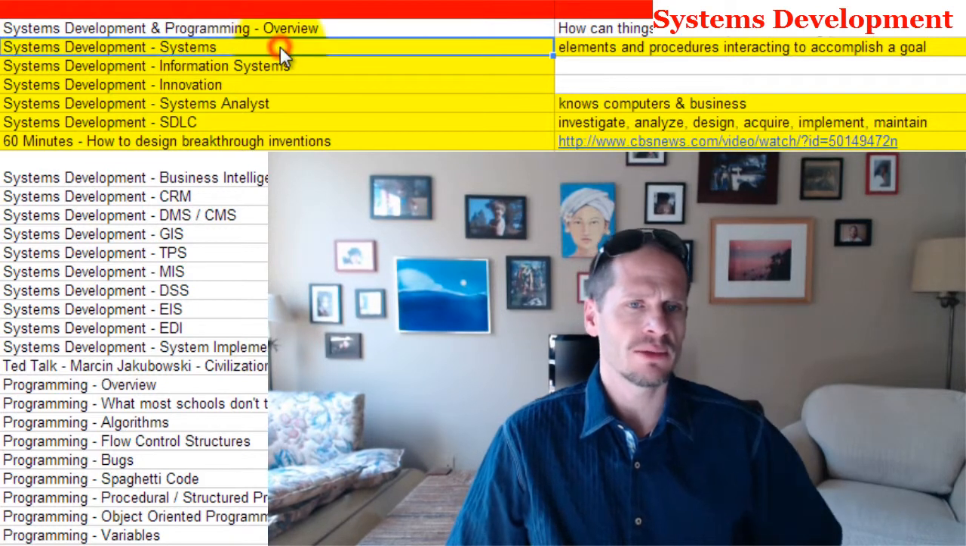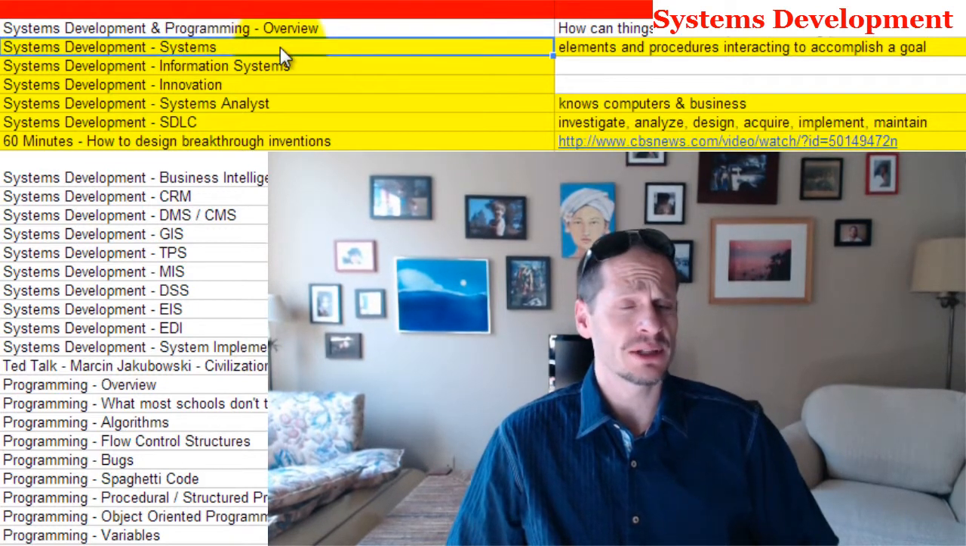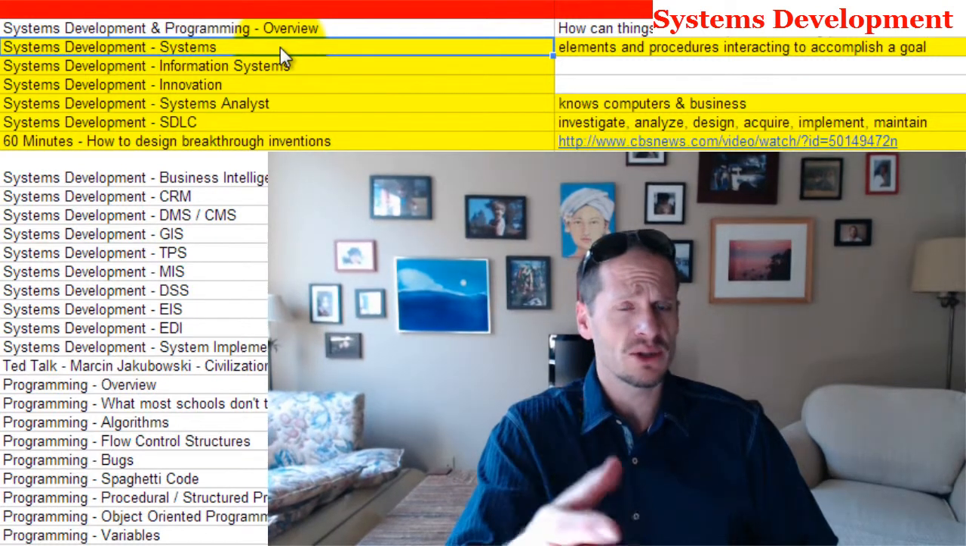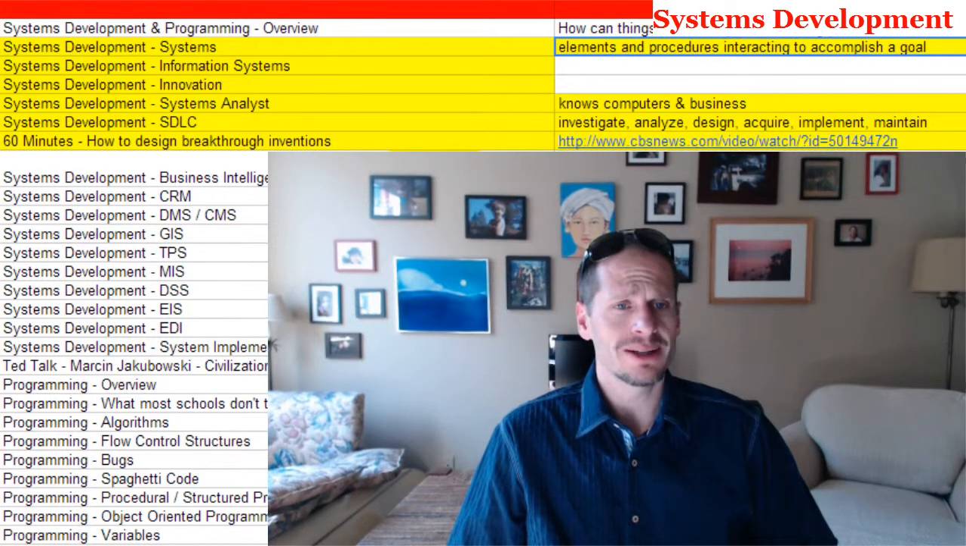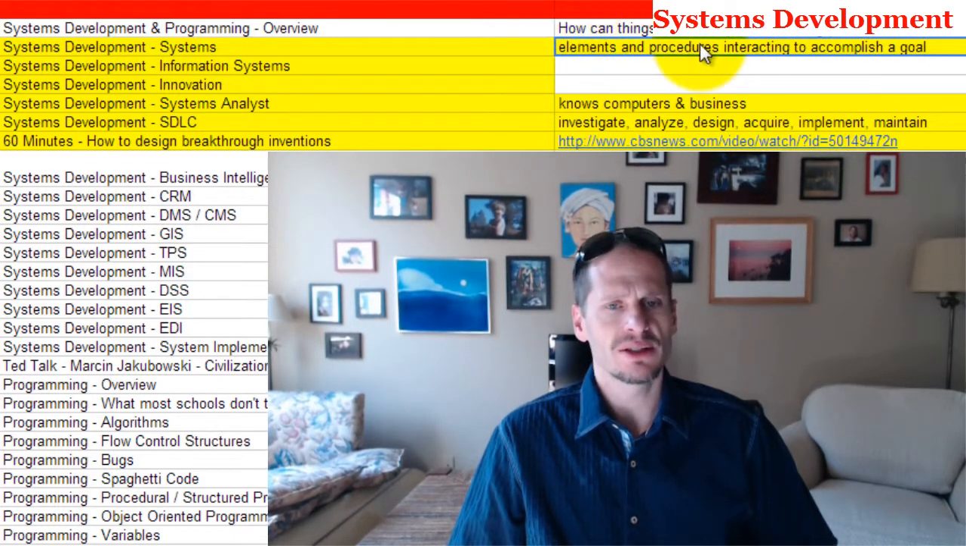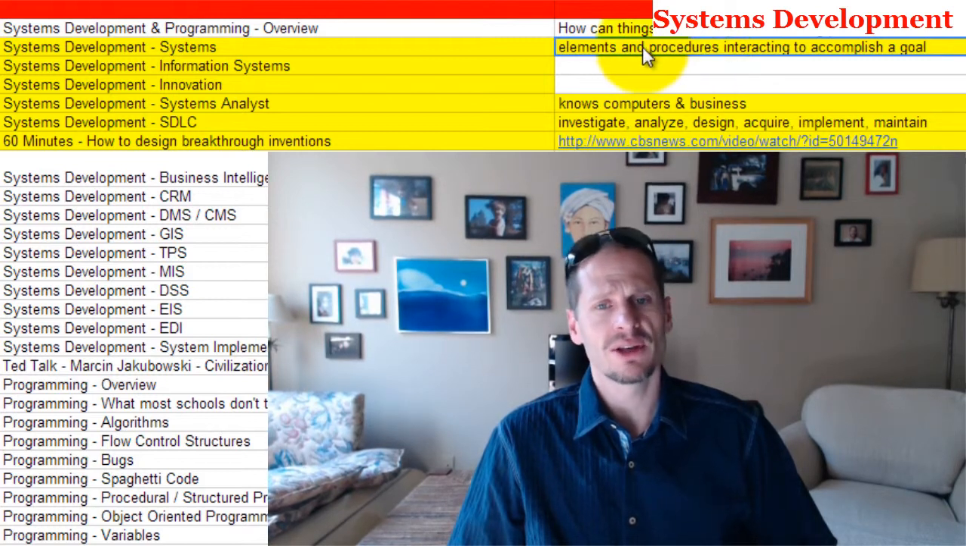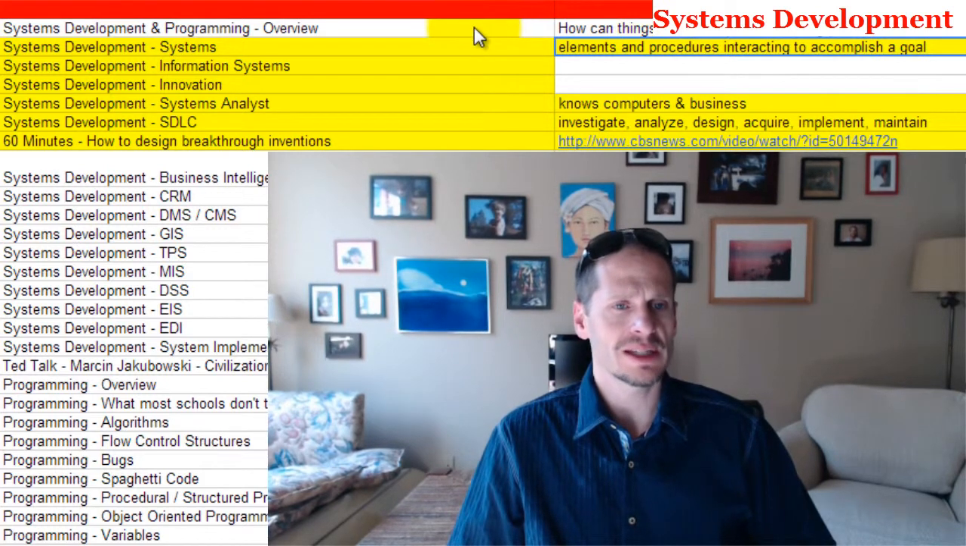The first definition, the first word you should know about is systems. You should just be aware of this concept of systems. A system is any way that we do something, right? We already talked about that a little bit, but here is the exact definition that I want you to know: a system is elements and procedures interacting to accomplish a goal. So like, how do I get to work? Well, we got roads, we got cars, we got stoplights, we got stop signs, and there's procedures for using all those together, and they all interact to accomplish a goal of getting me to work. So that's a definition of a system: elements and procedures interacting to accomplish a goal.